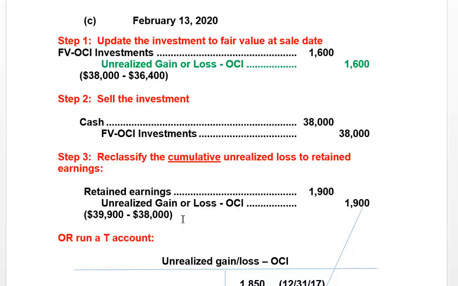Well, to close out that debit, we need to credit it. So that's going to zero out that cumulative unrealized gain or loss, because we have a loss in the account. We know we do, because it went from $39,900, which was our original fair value, to our current fair value, which was what we sold it at, $38,000. So we know we have a cumulative unrealized gain or loss account of $1,900, debit. So in order to close it out, we credit it and we debit retained earnings to reclassify it. If this part is a little challenging for you to see, let's have a look.